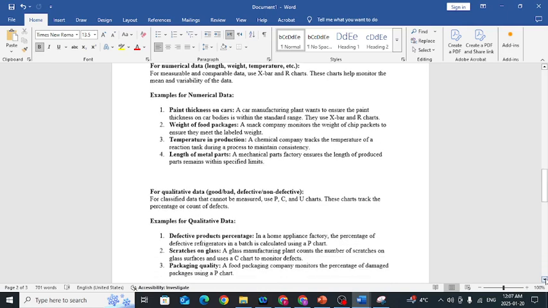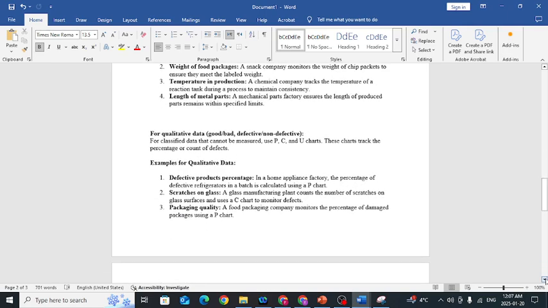On the other hand, the main topic that we are focused on for this session is qualitative data, which means good, bad, defective, and non-defective. For classified data that cannot be measured, use P, C, and U charts. These charts track the percentage or count of defects. So, some examples of qualitative data.